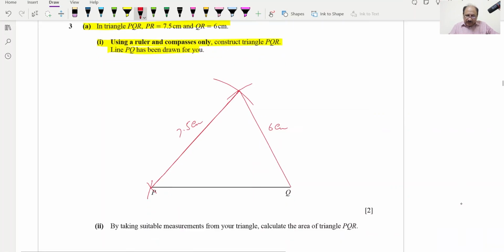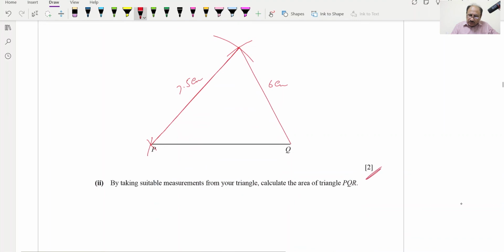Now after drawing, this first part is done, which is 2 marks. They are saying second part, by taking suitable measurements for your triangle, calculate the area of the triangle.